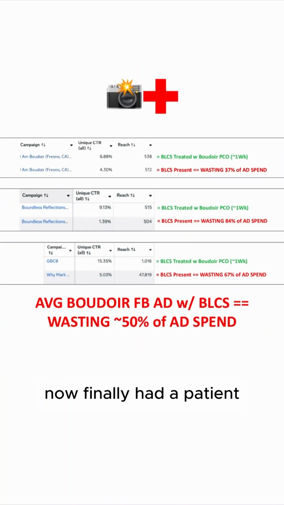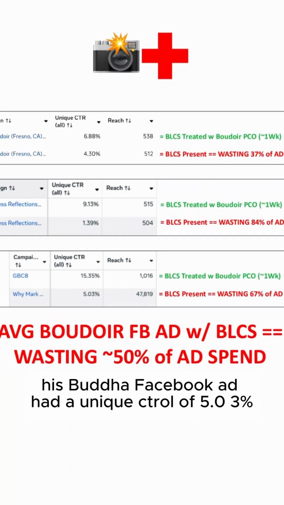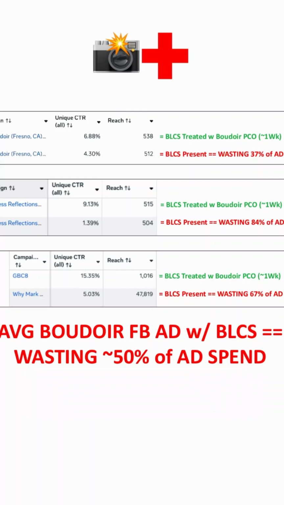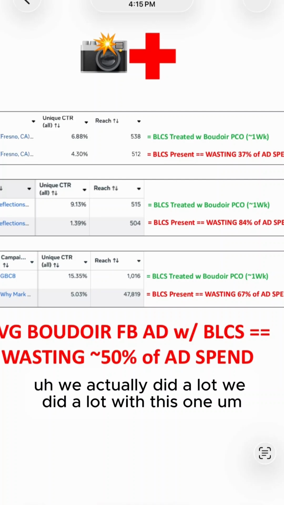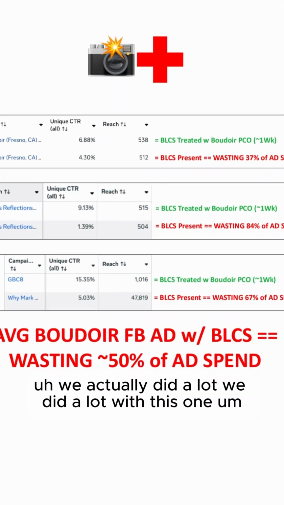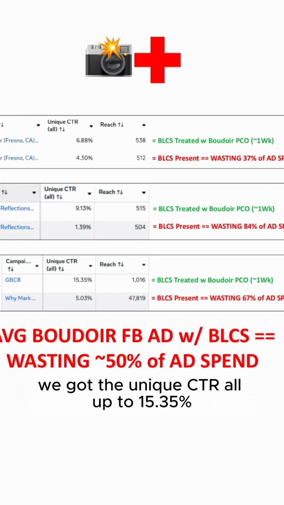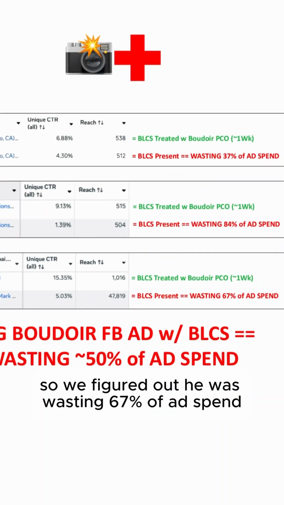Now, finally, had a patient whose Boudoir Facebook ad had a unique CTR of 5.03%. So again, BLCS is present, unique CTR is under 6%. We actually did a lot with this one, but we treated it with Boudoir Pico. Took about a week. We got the unique CTR up to 15.35%. So we figured out he was wasting 67% of ad spend.